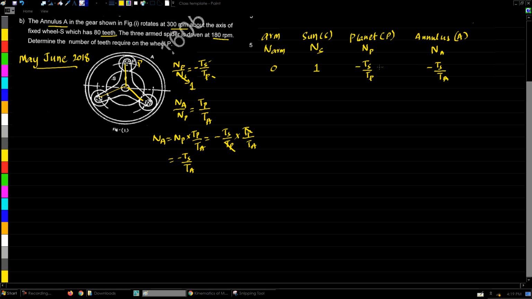Now that we have got the number of rotations which each of the gears are undergoing when the number of rotations of the sun is 1, the next step is that we have to multiply x throughout.